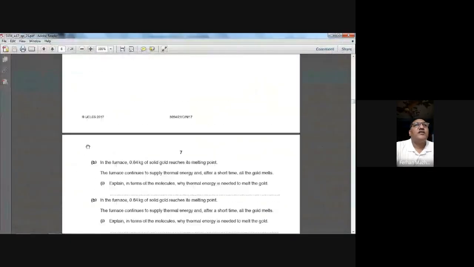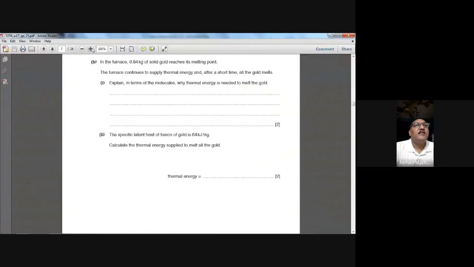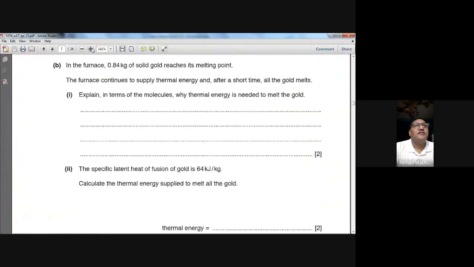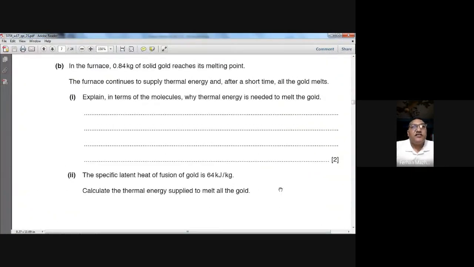Okay, on your screen, question number 3, and its B part is on your screen. In the furnace, 0.84 kg of solid gold reaches its melting point. The furnace continues to supply thermal energy, and after a short time, all the gold melts. Explain in terms of molecules why thermal energy is needed to melt the gold.